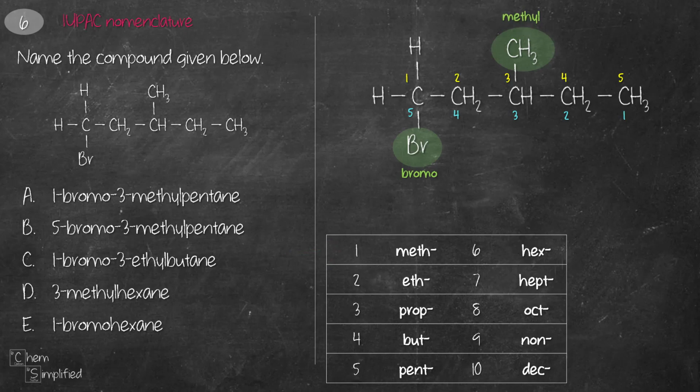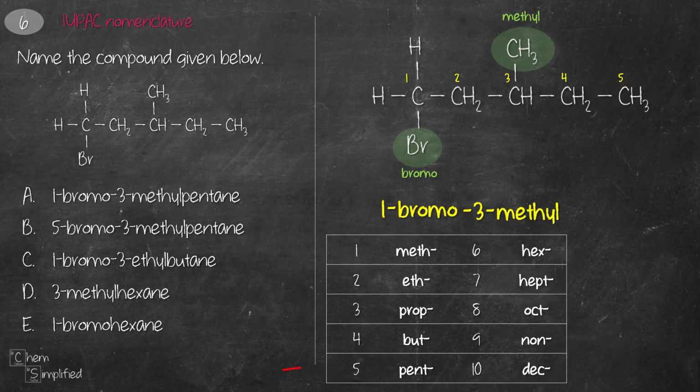When numbering the chain, you want to start from the end that is nearest to the substituent. If we number from the left, we're going to get 1 bromo and 3 methyl. However, if we number from the right, we're going to get 5 bromo and 3 methyl. The rule is to go with the group that has the lowest set of numbers. So therefore, 1 bromo 3 methyl is a lower set compared to 5 bromo 3 methyl.